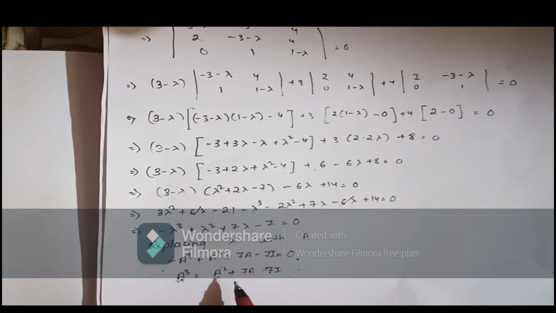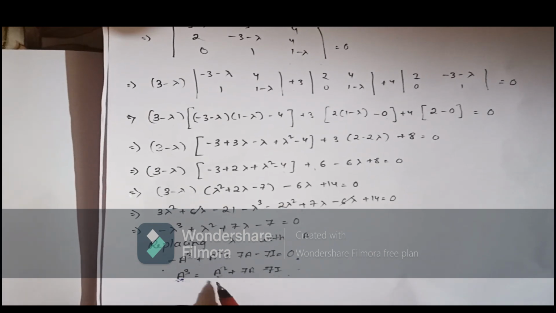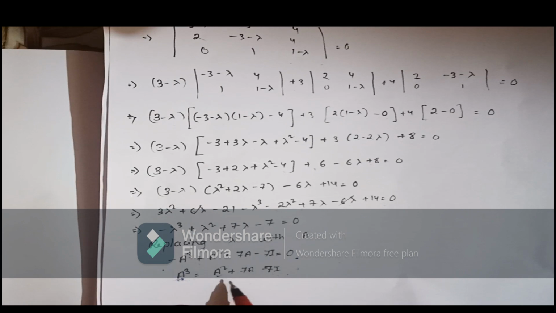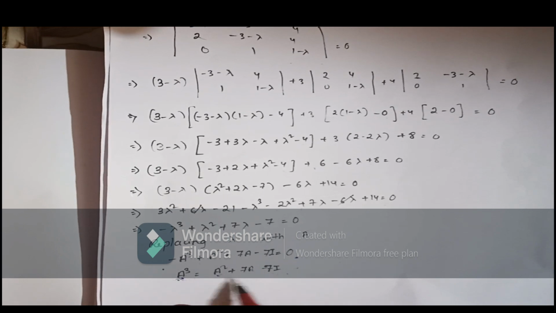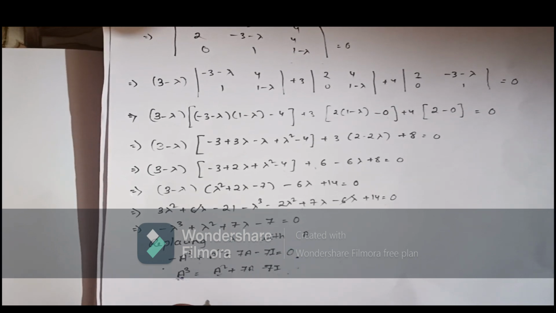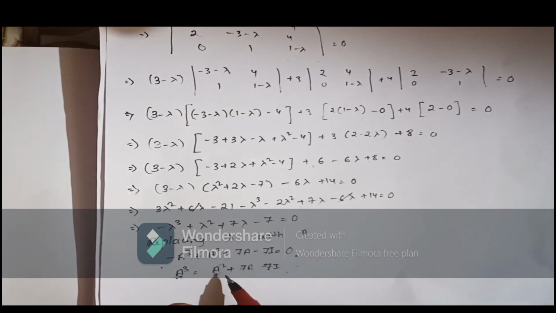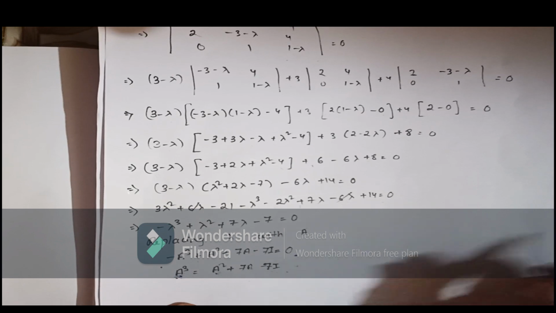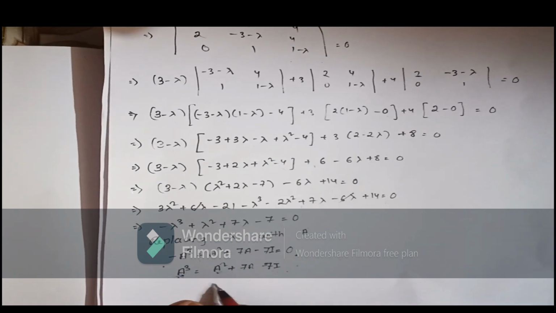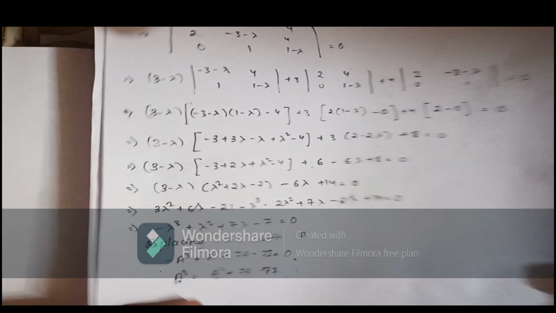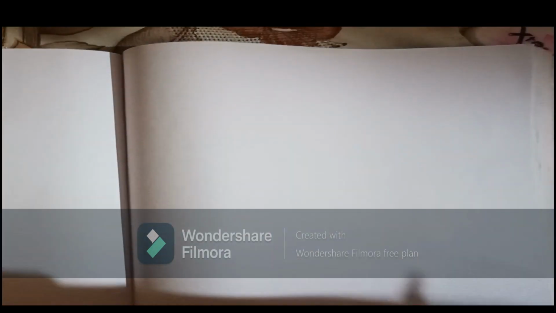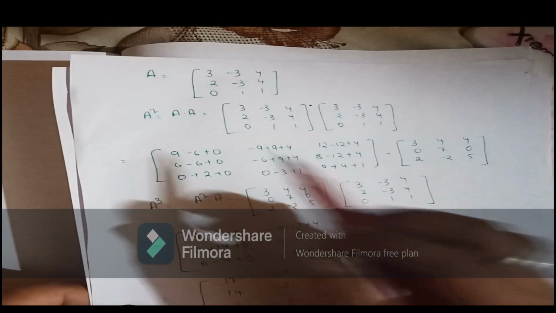Suppose I have to find some other powers like A to the power 4 or 5. In that case I have to multiply A on both sides, and whenever I get A cube on the right hand side, I can replace this A cube with A square plus 7A minus 7I. But here I just need to find A cube. So here I have to find A square and A. I already have A, so I just have to find A square, or I can find it in a simpler method.